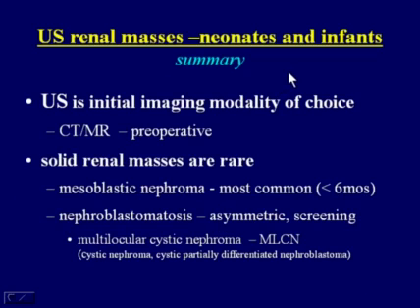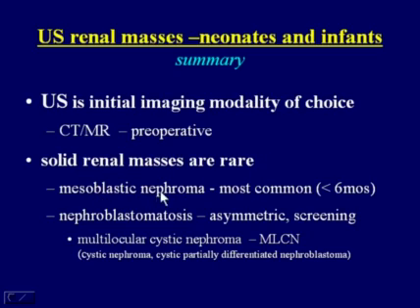So in summary, ultrasound really is the initial imaging modality of choice when you're evaluating the neonatal kidney for many conditions, including when an infant presents with what seems to be a renal mass or some mass-like condition of the kidneys. And in many cases, a CT or MR is actually obtained as well to determine the overall extent and renal reserve. But fortunately, solid renal masses in infants are rare.